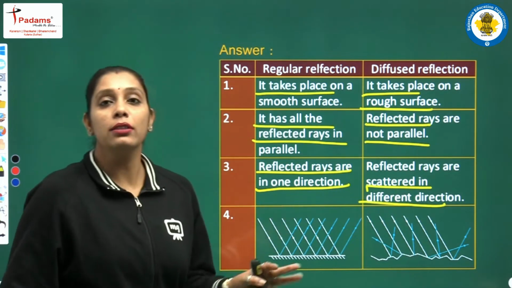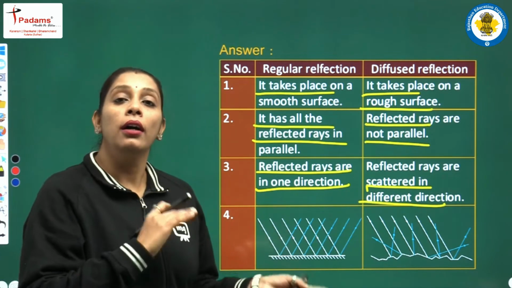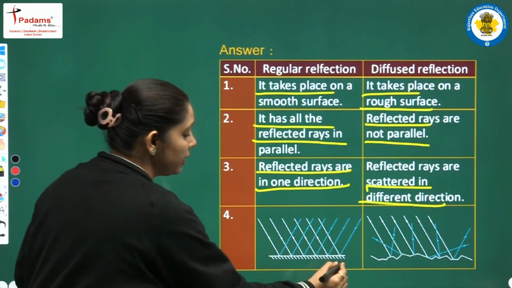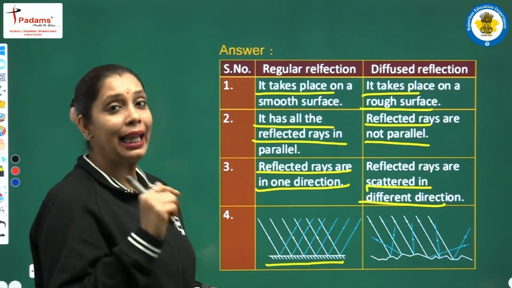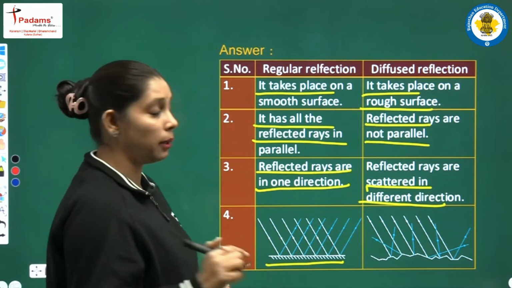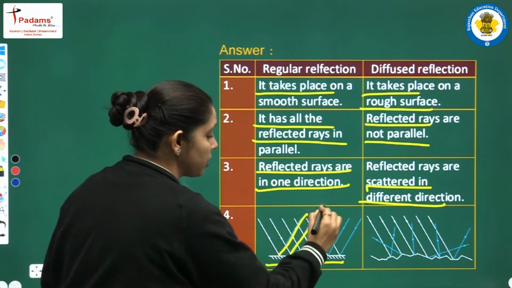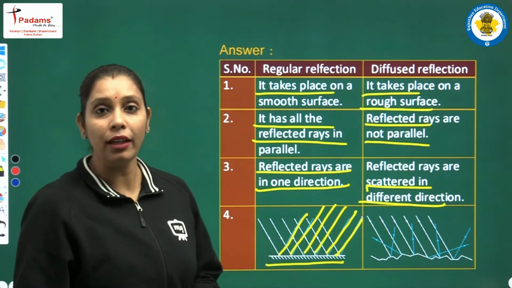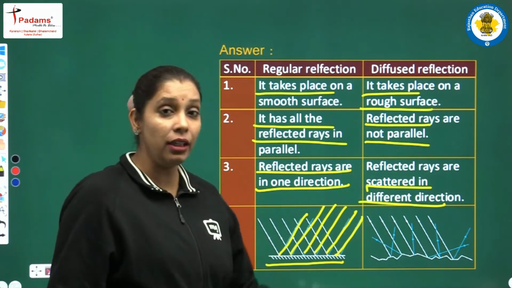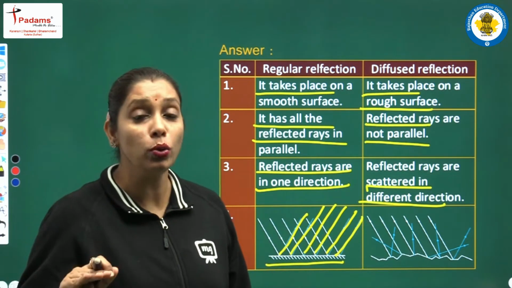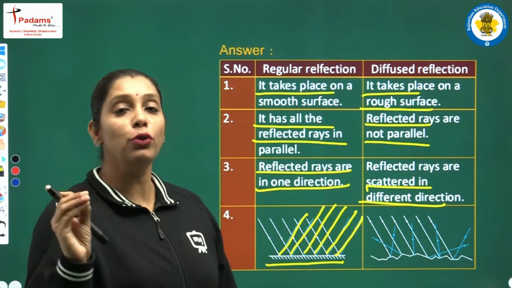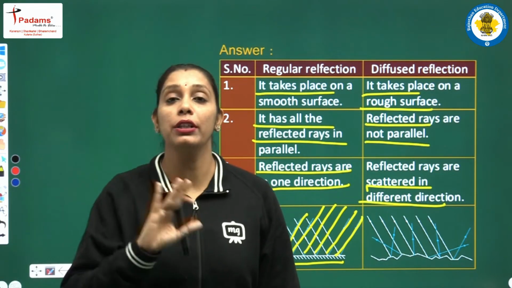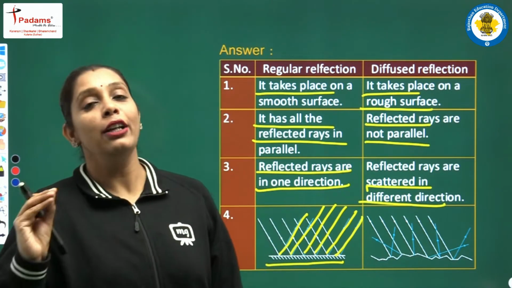Have a look here, as we already studied that for regular reflection we need a smooth surface. So students, here is a smooth surface, and as soon as light is incident and strikes here, it will reflect. Clear? And this reflection is parallel. Clear everybody? Have a look here. But here where the surface is not smooth, only diffuse reflection takes place. Clear everybody? So I hope the difference between diffused and regular reflection is clear.